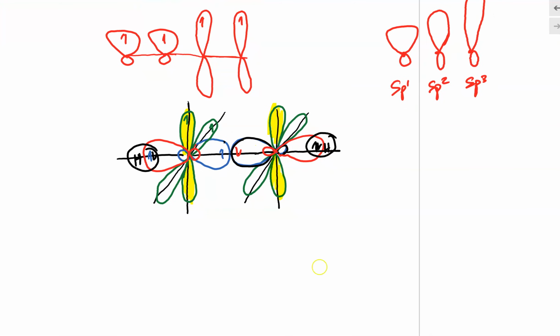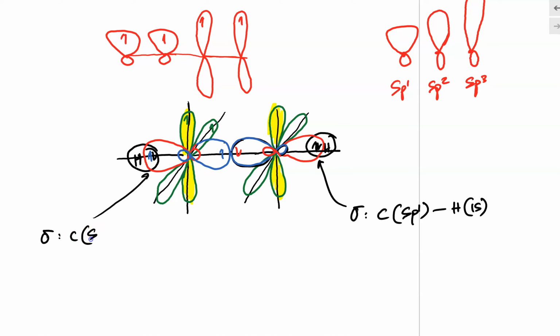So now let's label them. So this bond right here is a sigma bond that is formed by a carbon using its sp1 orbital to the hydrogen using its 1s orbital. And that's the same thing over here too. This is also a sigma bond that is formed by a carbon using its sp1 orbital to the hydrogen using its 1s orbital.